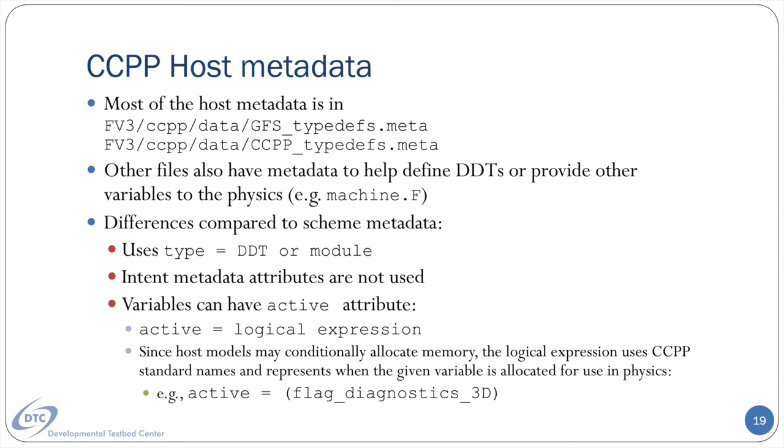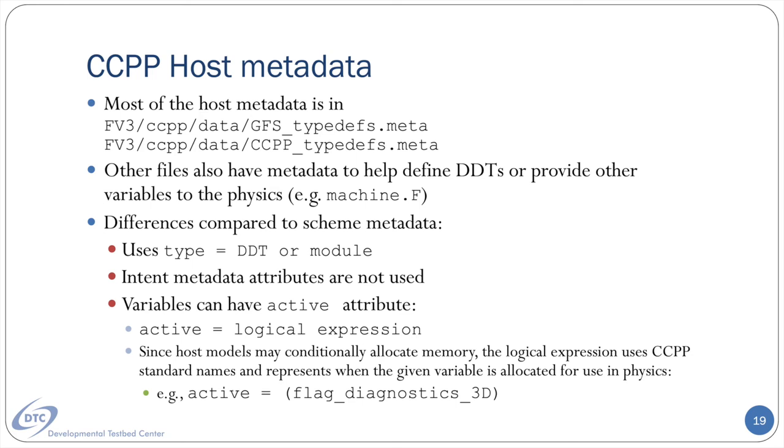Other files also have host metadata. For example, any Fortran modules that define derived data types will have an associated metadata file. There are a few differences between physics-side metadata and host-side. First, at the beginning of the metadata table, the type attribute should say module or DDT for derived data type, depending on the table's context.